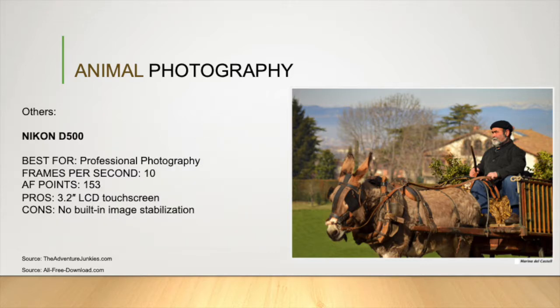The Nikon D500 is best for professional photography. It has 10 frames per second, 153 AF points. The pros, it has a 3.2-inch LCD touchscreen. The cons, no built-in image stabilization.